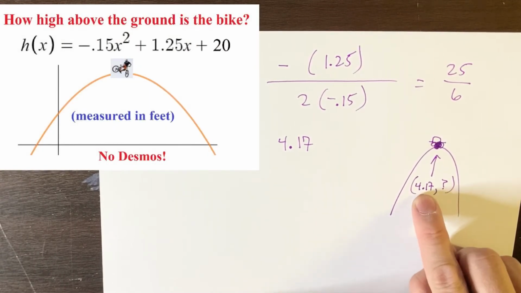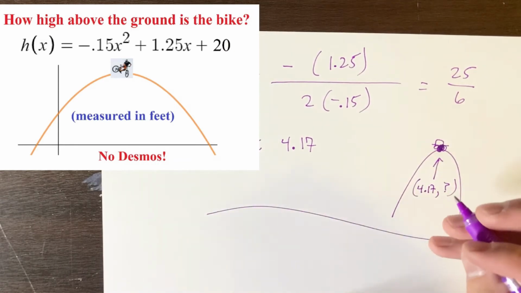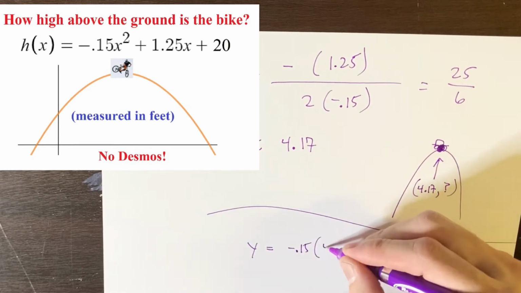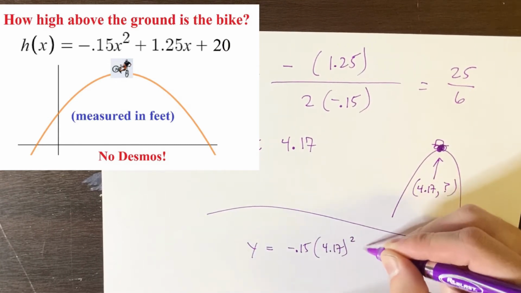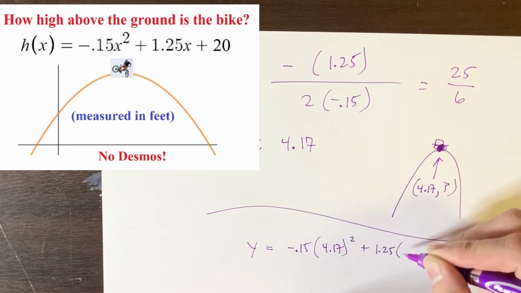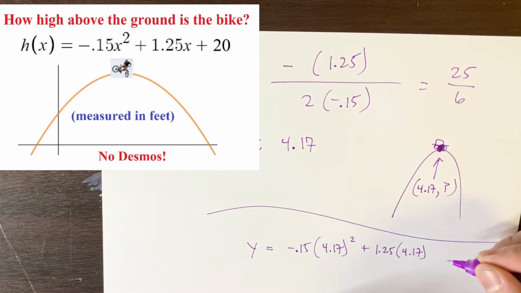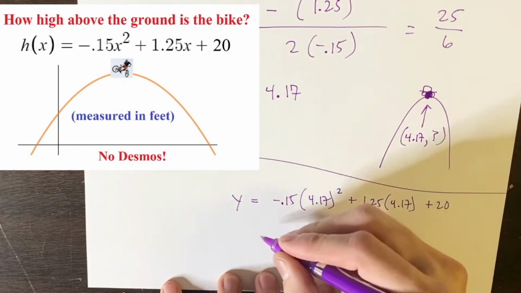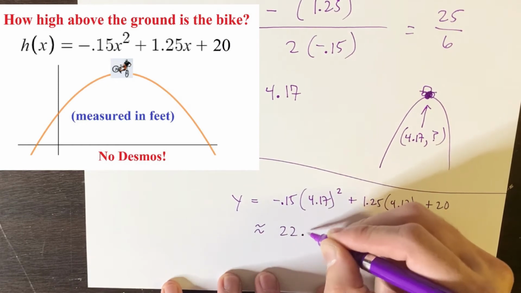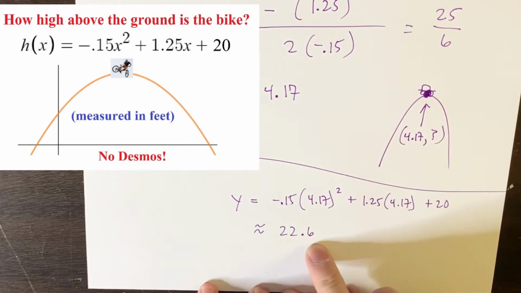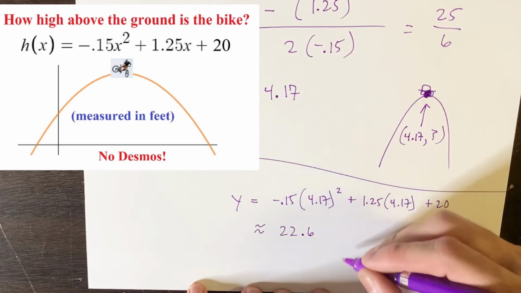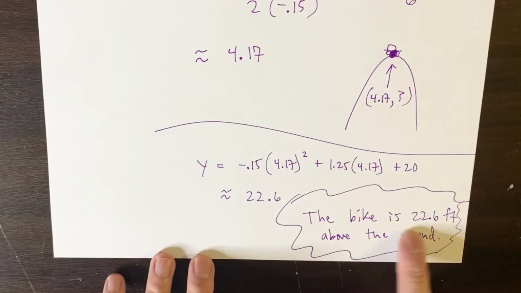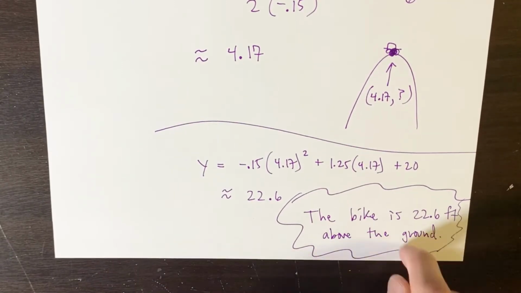The y coordinate is the actual height of the bike. So we have to take 4.17 and plug it back into the equation. So that would be something like y equals negative 0.15 times 4.17 squared plus 1.25 times 4.17, and then of course plus 20. And if you type all that in, it should be about 22.6. So this is the actual height of the bike, so we can answer the question. So the bike is 22.6 feet above the ground.